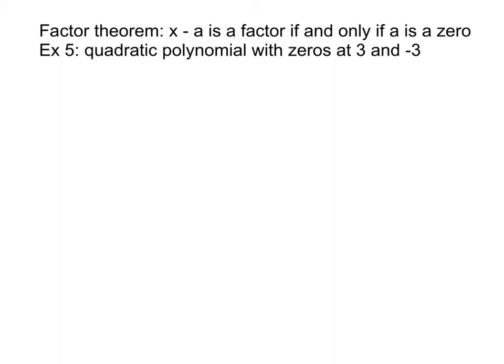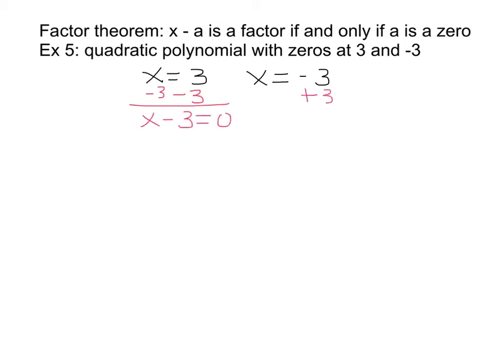So if it says that 3 and negative 3 are zeros, that means x equals 3 and x equals negative 3. So to bring those back, remember we're working backwards. To move the 3 to the other side, we would have to subtract it. So I have x minus 3 equals 0. To move positive 3 to the other side, I'd have to add it. So that gives me x plus 3 equals 0. So now again, working backwards, the zero product property allows me to set those equal to 0 separately.